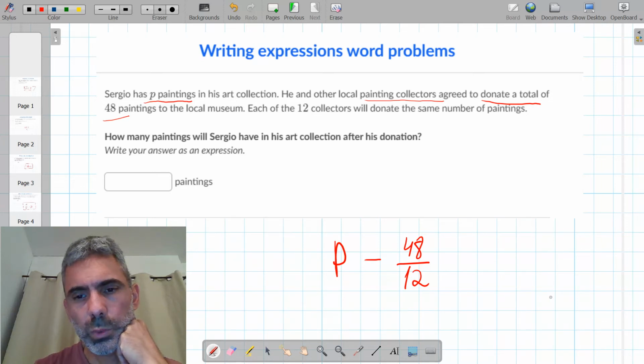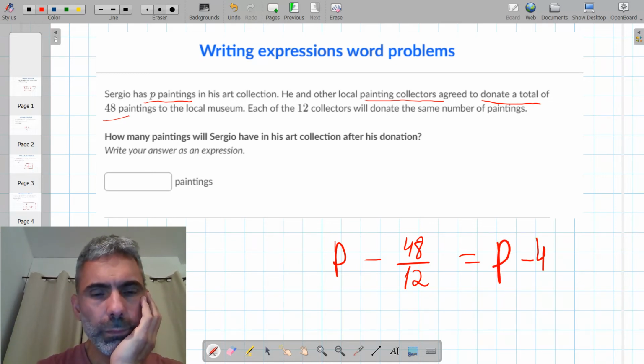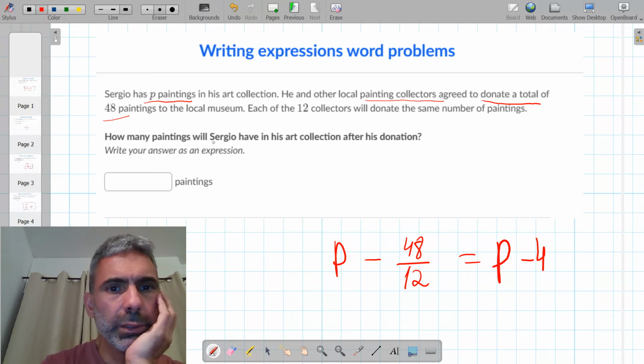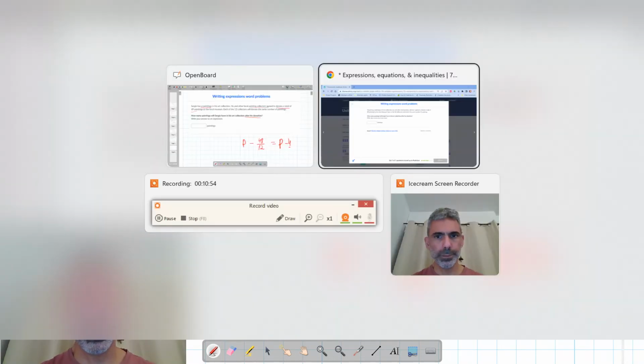12 times 2 is 24. And then 24 times 2 is 48. So 48 divided by 12 is 4. So P minus 4 is the amount of paintings Sergio will have in his art collection after his donation. So each of the 12 collectors donated 4 paintings. Sergio had P paintings before the donation, minus 4 that he donated, so we have P minus 4.